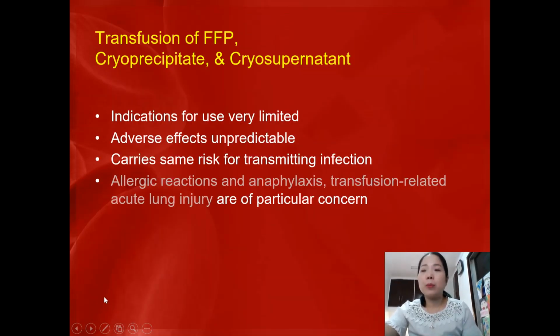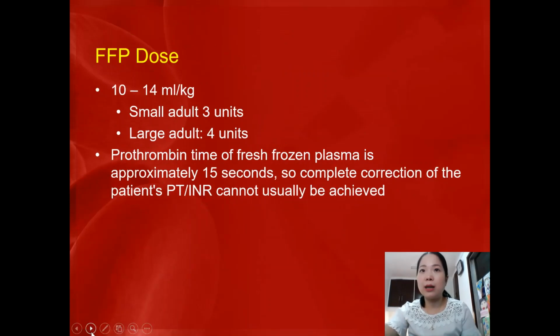Now, what about the transfusion of FFP, cryoprecipitate, and cryosupernate? They have very limited indications, but most often what is of very particular concern is the presence of allergic reactions and anaphylaxis and transfusion-related lung injury when you transfuse this blood product. So we go first to FFP. Your FFP can be given at 10 to 14 or even 10 to 15 ml per kilogram body weight.